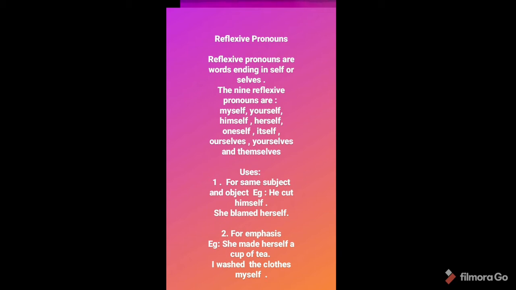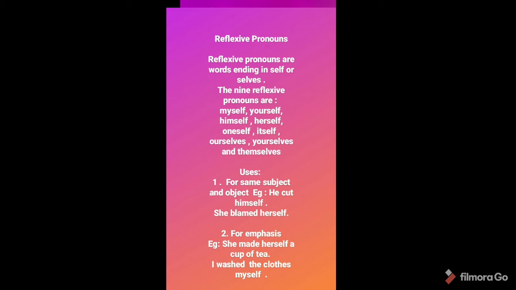First, for same subject and object. If the subject and object both refer to the same person, then for the object we use reflexive pronouns. Example, he cut himself. Here the subject he and the object himself both refer to the same person. So as an object we use the reflexive pronoun himself. In the same way, she blamed herself. Here the subject she and object herself both refer to the same person. So as an object the reflexive pronoun herself is used.